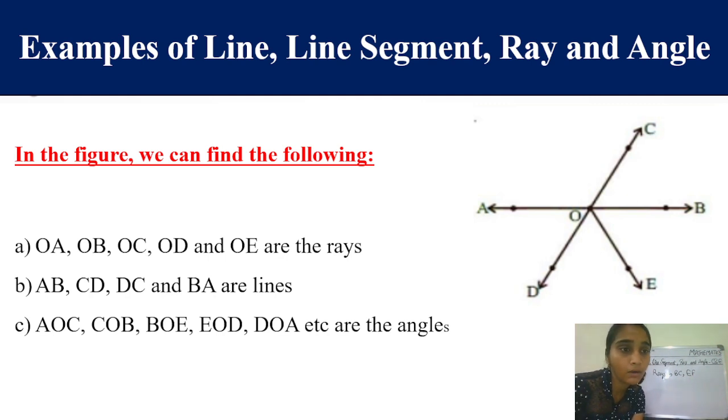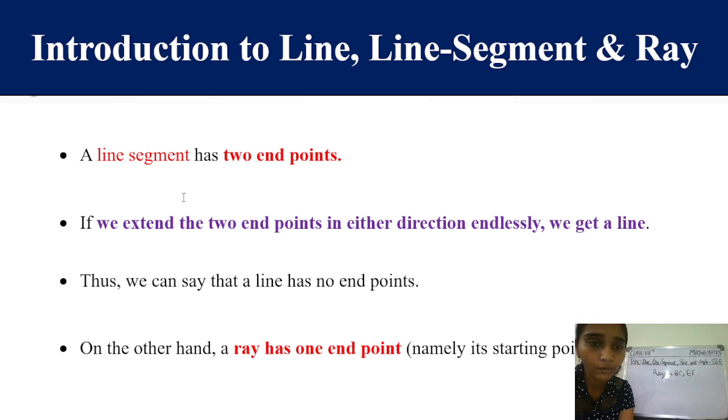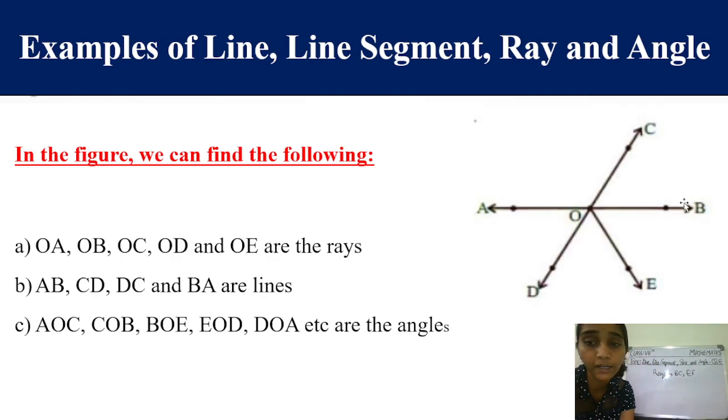Yes, we are talking about a line segment. A line segment has two endpoints, but if we are talking about a line, it has no endpoints. So here also we have identified a few lines which have no endpoints, like AB, CD, DC and BA. And what about angles, students? A few angles are also seen over here.